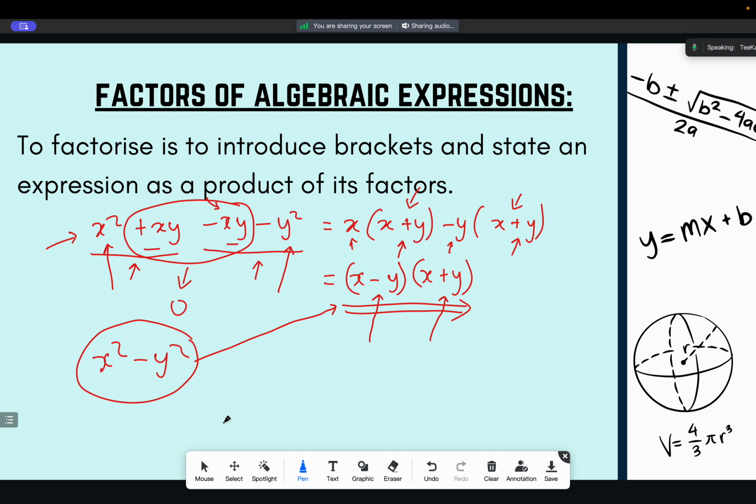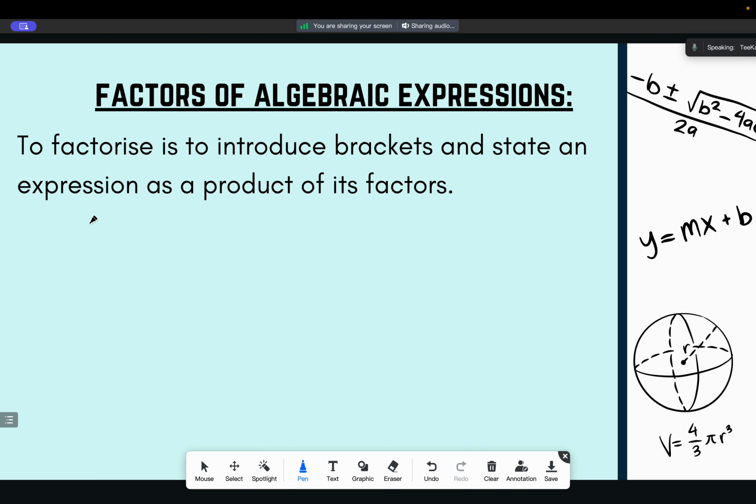Okay, so that's it for when we have four terms. Okay, let's have another one. Let's say we have xy plus by minus ay and minus bx. This is our expression, and we want to factorize this.